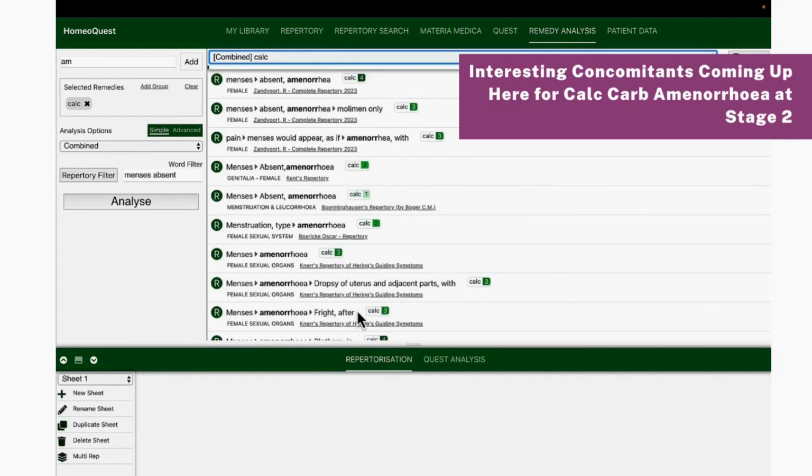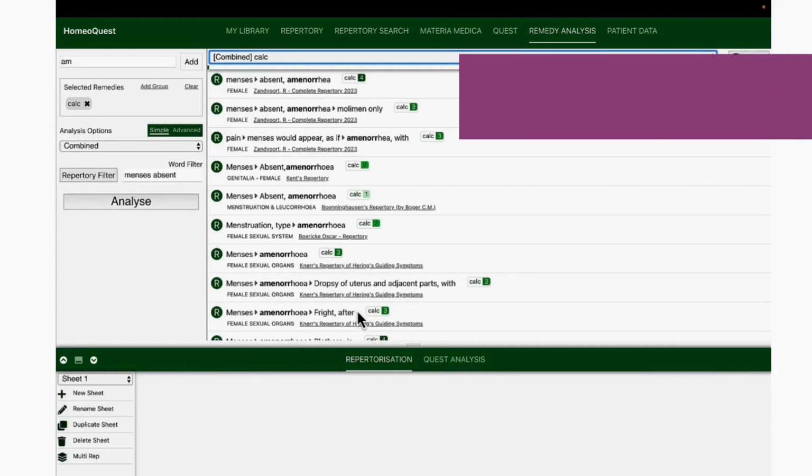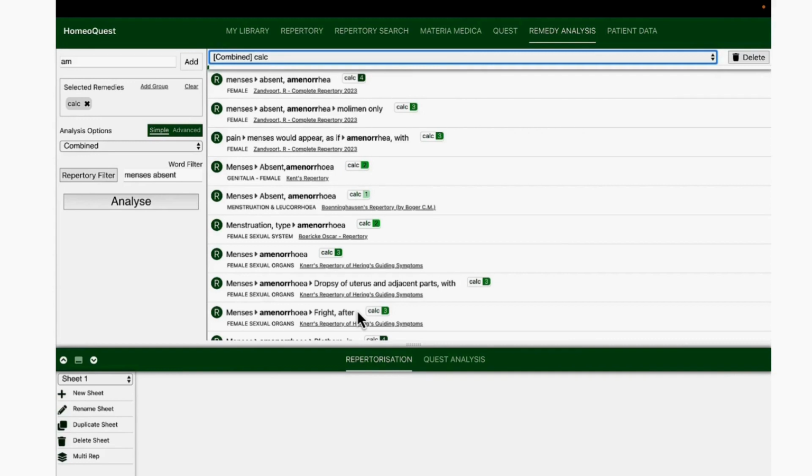So this is an interesting concomitant of milk in the breast, which is a hyperprolactinemia state. And if you realize in hyperprolactinemia, there is a combination of menstrual irregularities, we have milk in the breast, and then we have osteoporosis. So that comes up in the Calc Carb picture. So again, Calc Carb could be a very good specific for that form of amenorrhea.